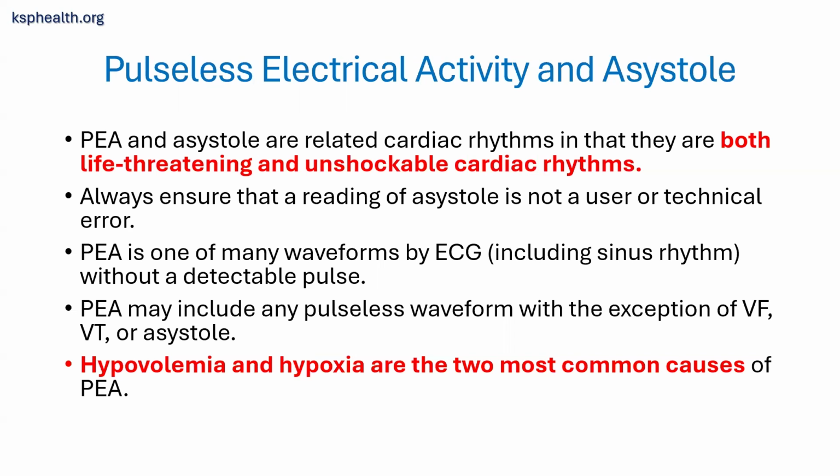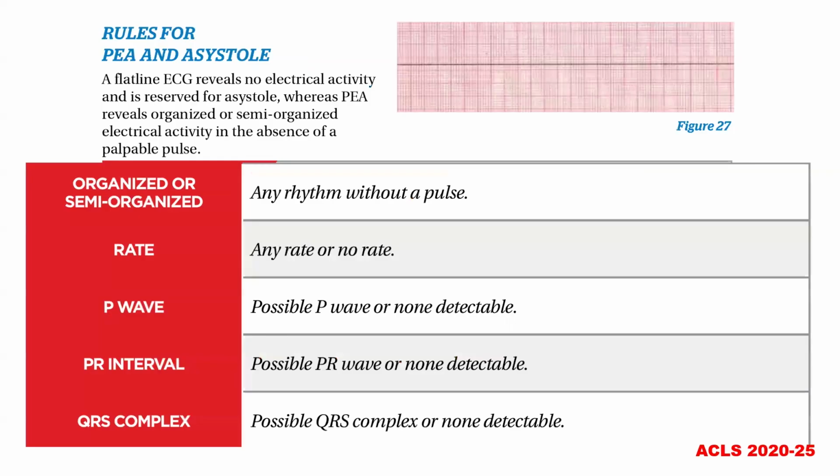If you have an IV, you can push fluids and give oxygen through a regular nasal cannula or through an advanced airway. So, the rules for pulseless electrical activity and asystole. The flat line reveals no electrical activity, as you can see here, whereas PEA reveals organized or semi-organized electrical activity in the absence of a palpable pulse.